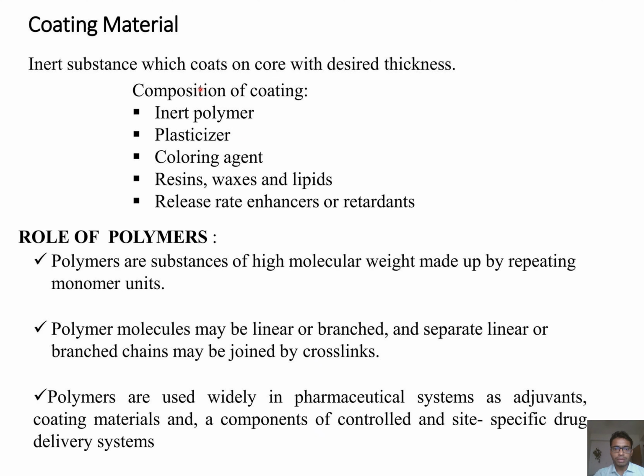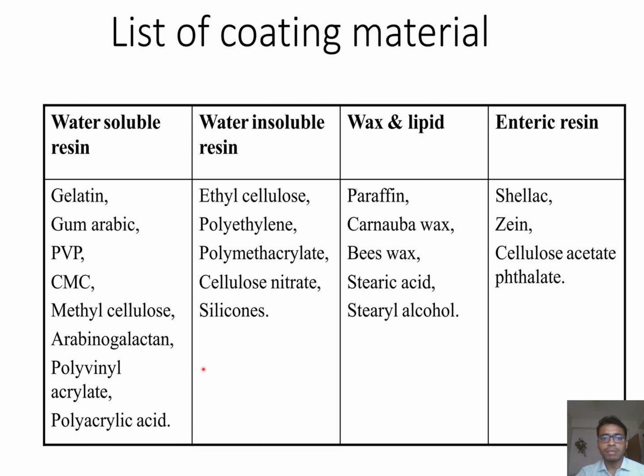So what could be our coating materials? I have put some coating materials which are like those materials needed for tablet coating. However, there is a basic role of polymer. Polymers are substances of high molecular weight made up of repeating monomer units. Polymer molecules may be linear or branched, and separate linear or branched chains may be joined by cross links. Polymers are used widely in pharmaceutical systems as adjuvants, coating material and a component of controlled and site-specific drug delivery systems. So, list of coating materials.